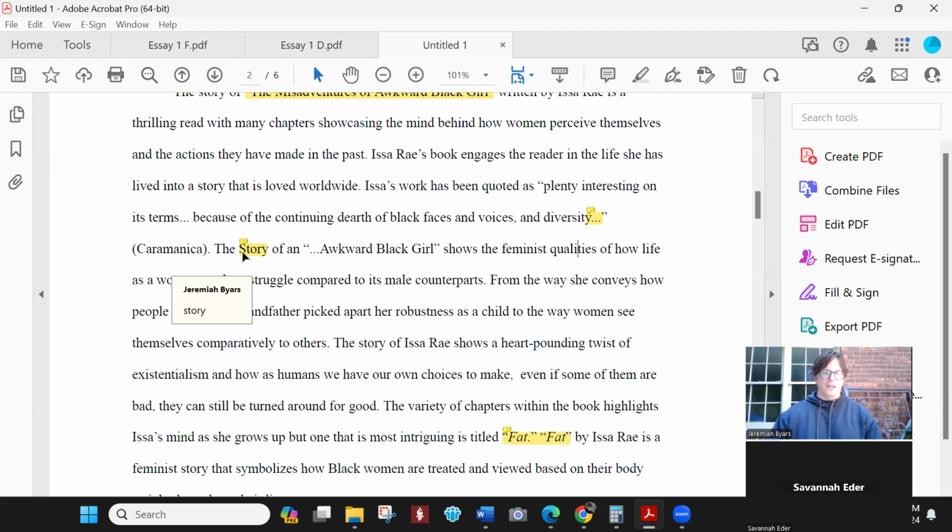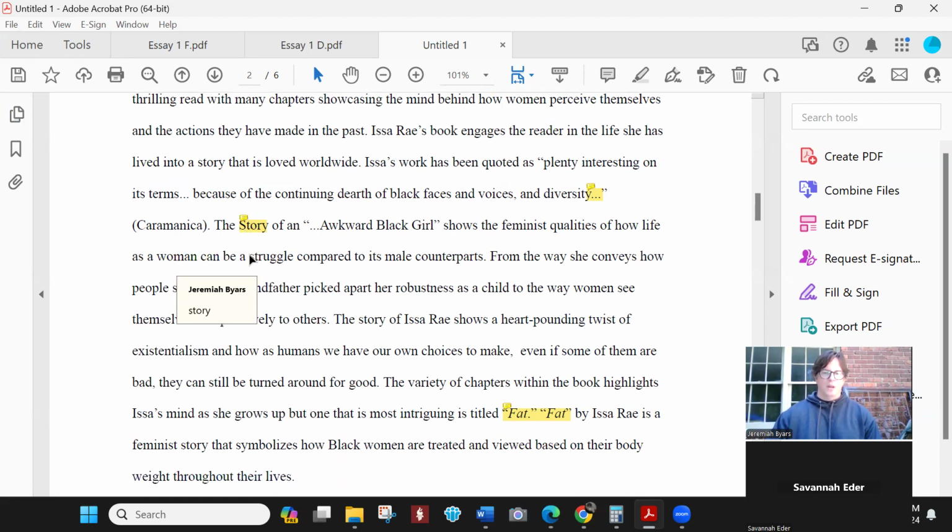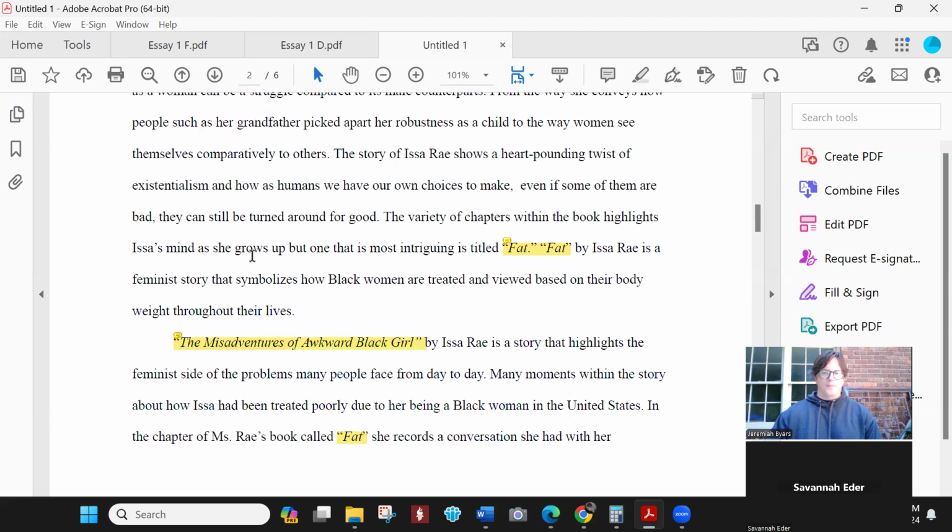This is middle school grammar. This should not be capitalized. This should be lowercase. Fat is the title of the chapter. Therefore, it should not be in italics. It should be only in quotation marks.